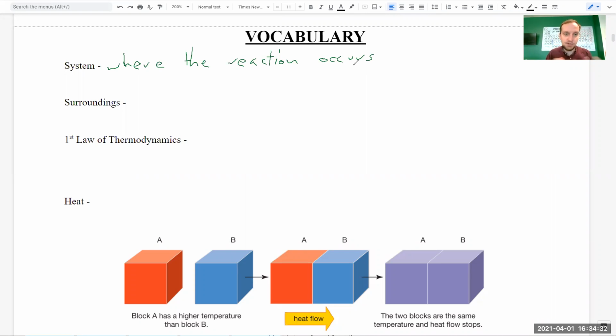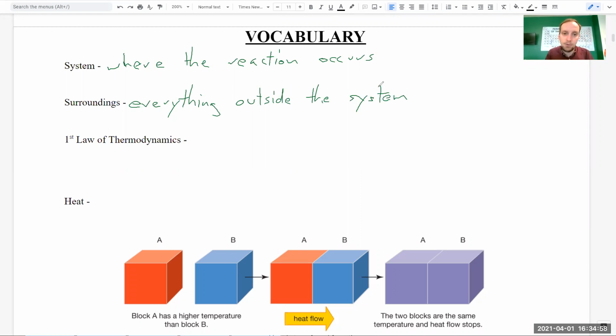Now, the surroundings, as you might guess, is everything outside the system. Literally everything outside the system. Oh, I forgot the word outside. Everything outside the system. That makes a lot of sense.